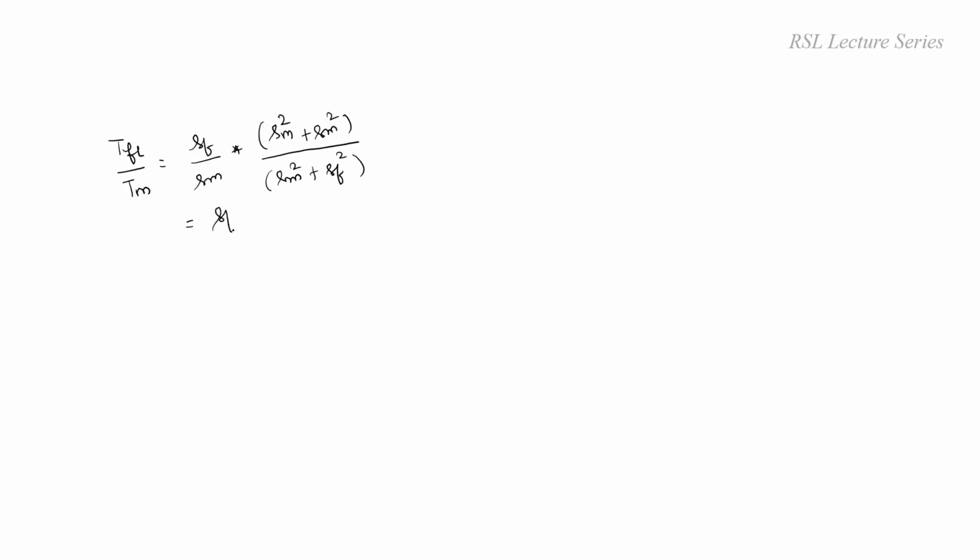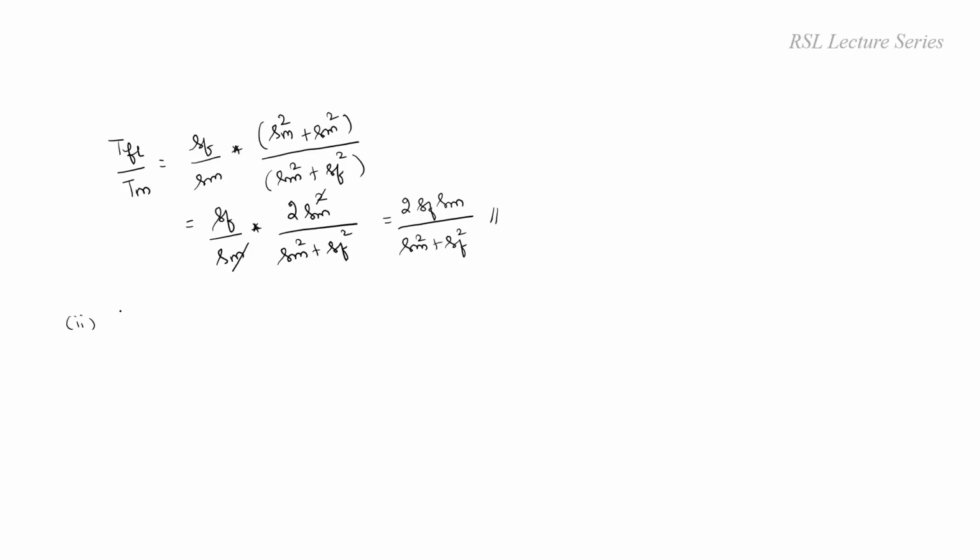This can be simplified as SF divided by Sm multiplied by, in the numerator, 2 into Sm square, and in the denominator, Sm square plus SF square. Here one Sm will get cancelled. So the remaining terms will be 2 into SF into Sm divided by Sm square plus SF square. So this is the ratio of full load torque to maximum torque.